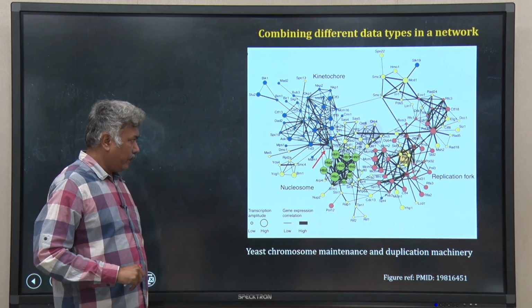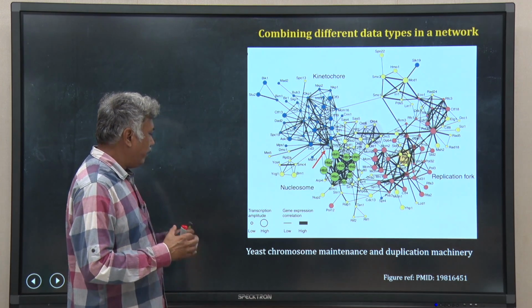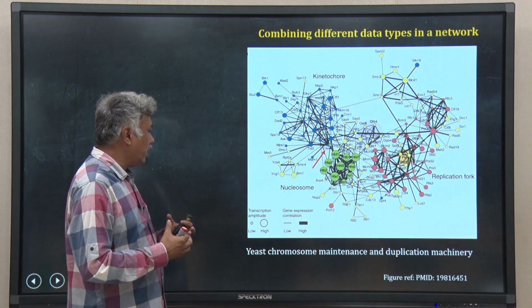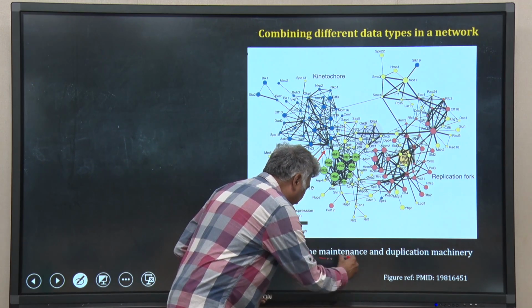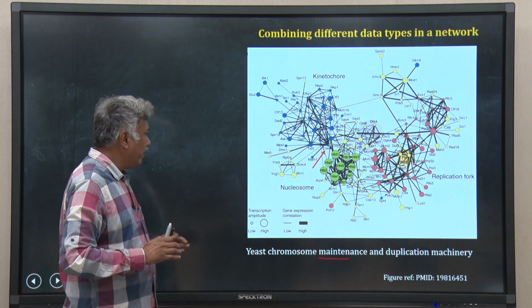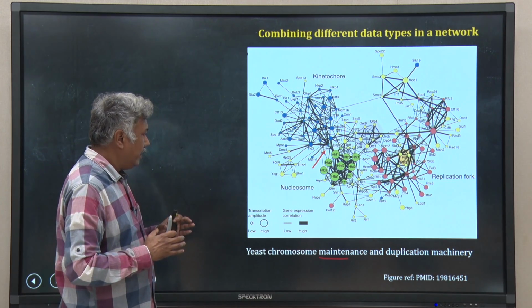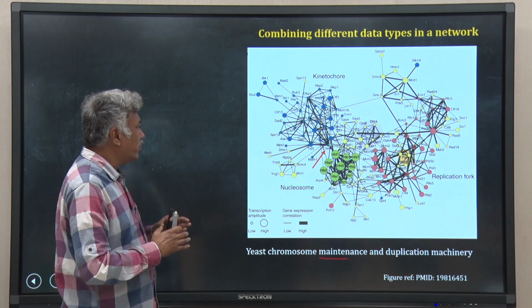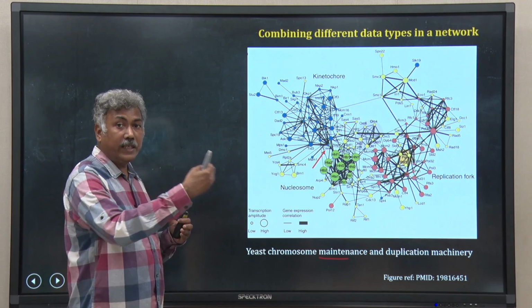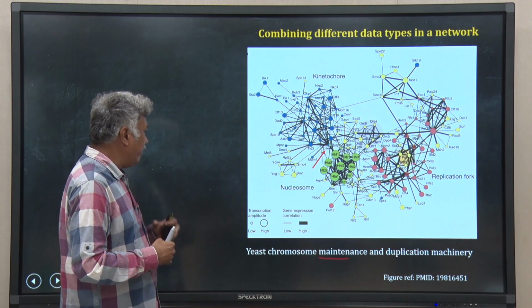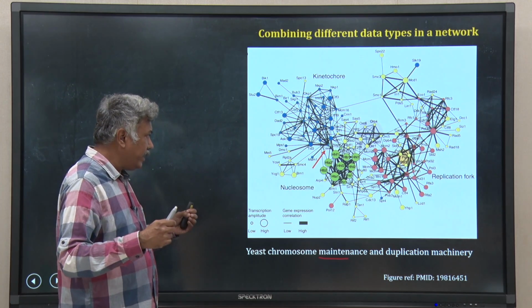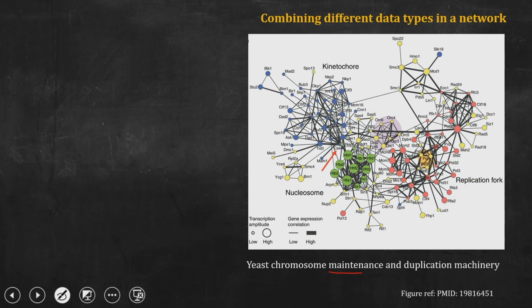Here is another one. In this case they have tried to show the proteins which are involved in chromosome maintenance and duplication in yeast. So, what do we have? Each of these nodes in this diagram is actually a protein, and they have color coded them based on their chromosomal location where they associate with the chromosome, and at the same time they have layered another piece of information. The edges, if you notice, are thick and thin. This is very thick, whereas this one is thin. So, the thickness of these edges represents gene expression correlation.